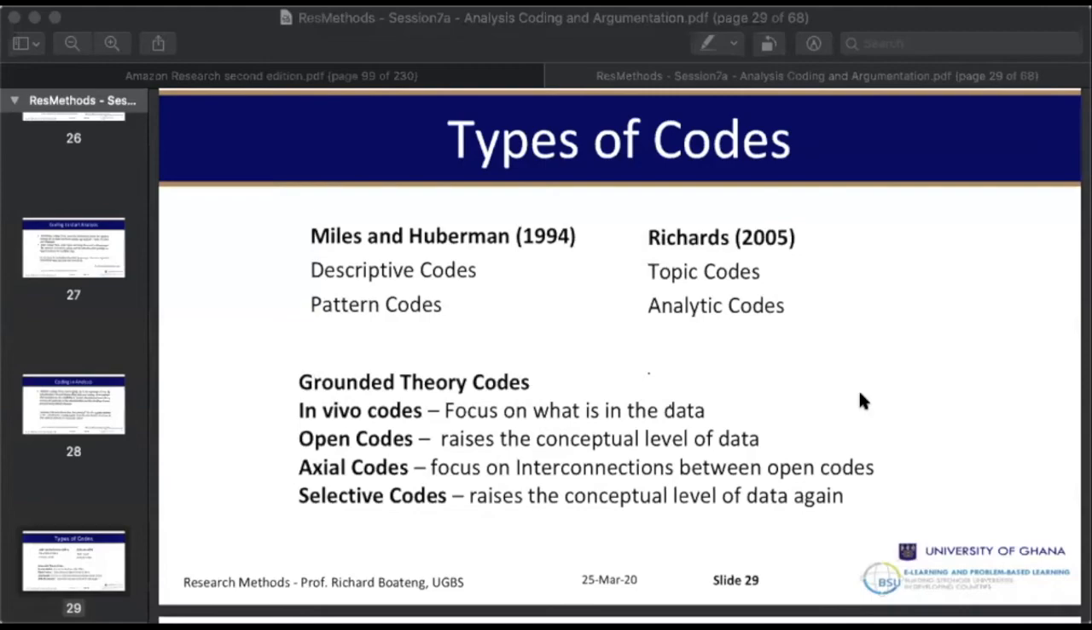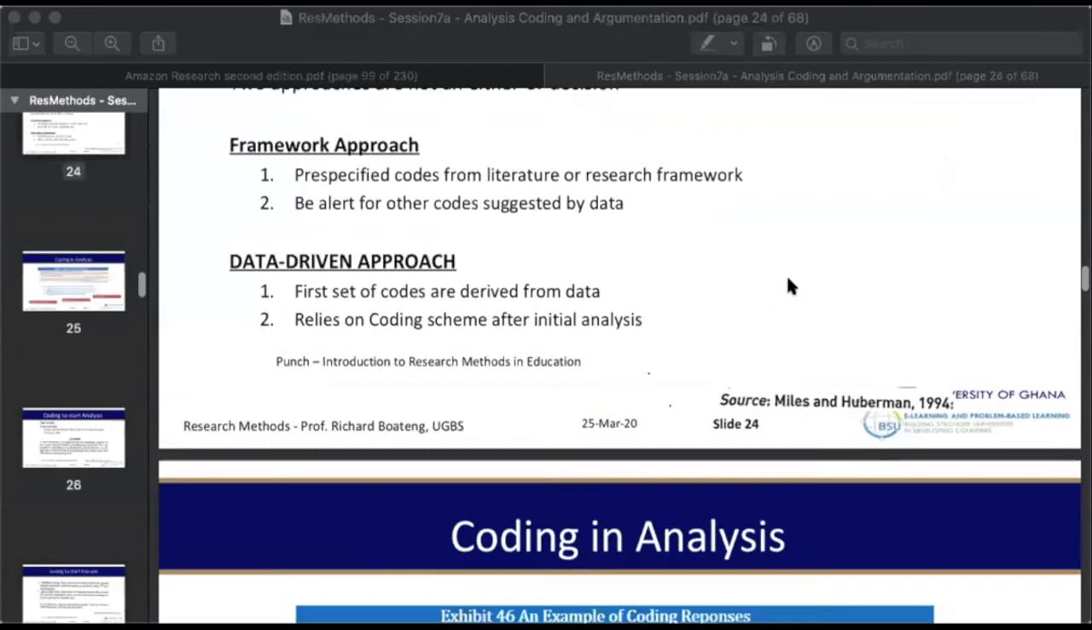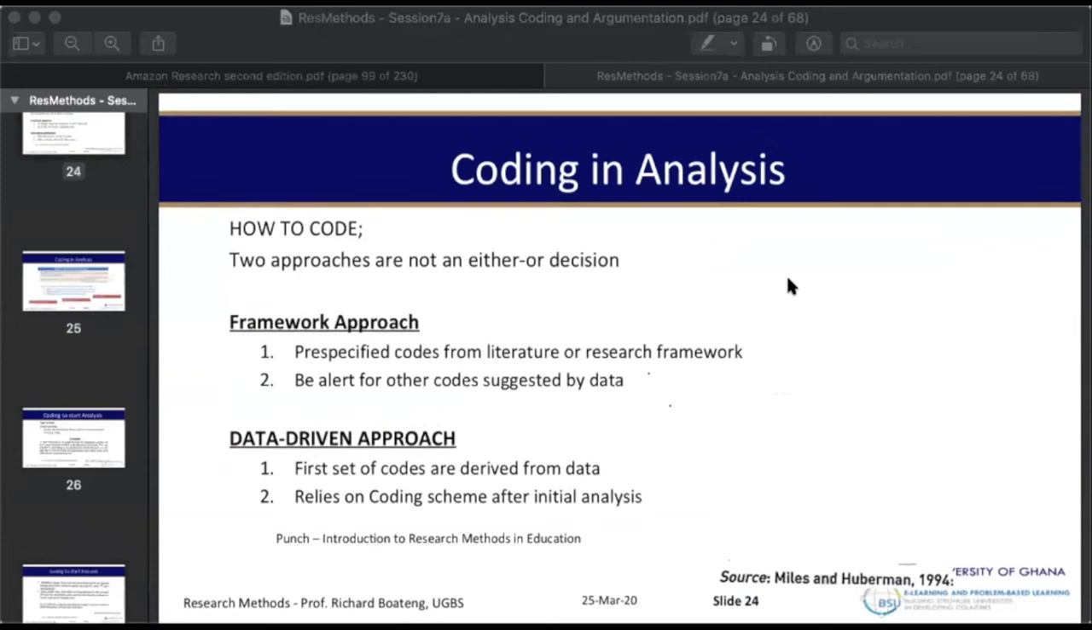You said I should explain slide 24. Why are you taking us that far back? Maybe you were not here when we read from the works. That's why. There are two types of coding.